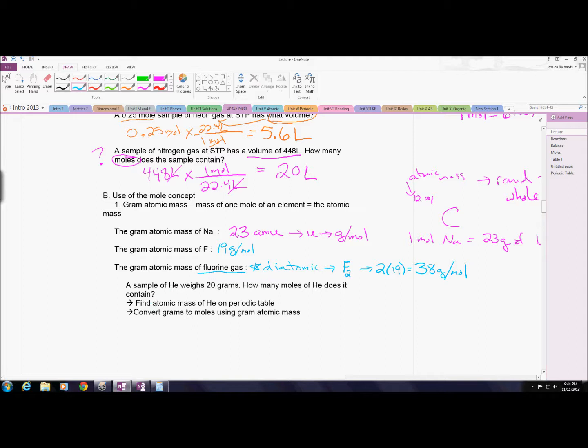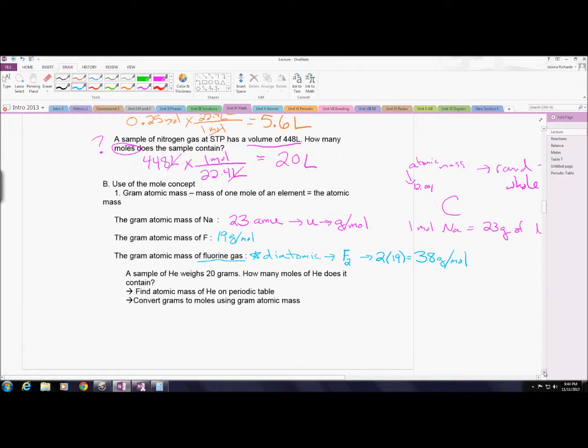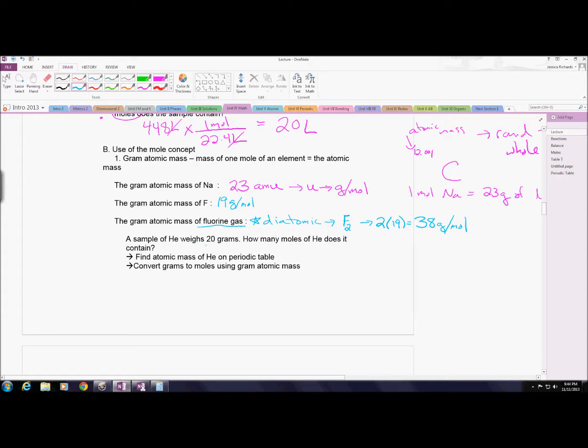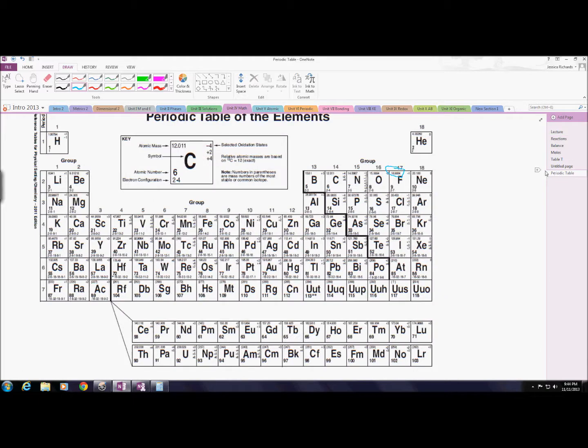Okay, so an example of how we would solve a problem using gram formula mass to do a mole conversion. If I have a sample of helium that weighs 20 grams, and they want to know how many moles of helium that is, the first thing I'm going to do is find helium on my periodic table and find its mass. So helium's up here, and we have an atomic mass of 4.